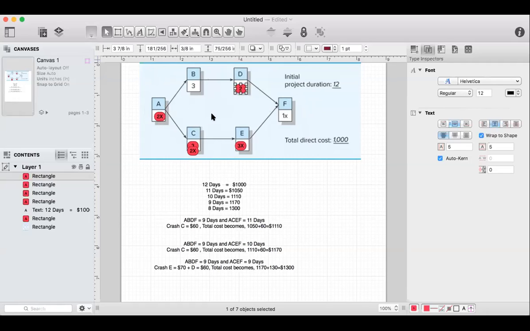So once you see that you crash and one path can't be crashed anymore, you see, I can't crash it. If I reduce one side and the other side remains high, there's no point, because you're basically wasting your money, because the project duration is not reducing.